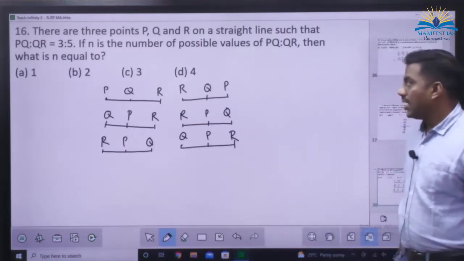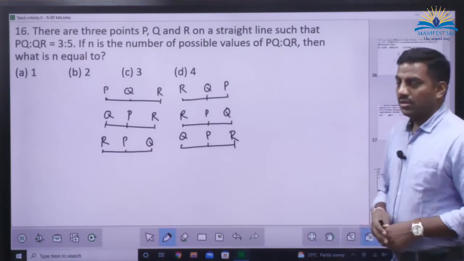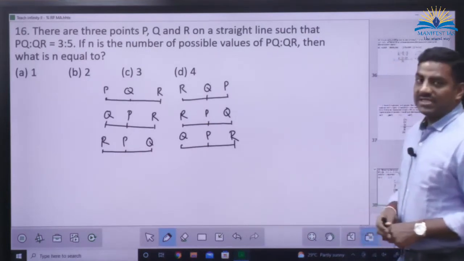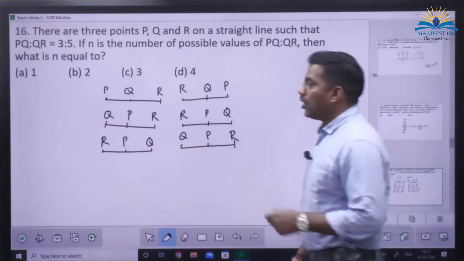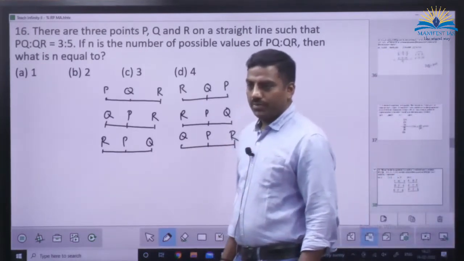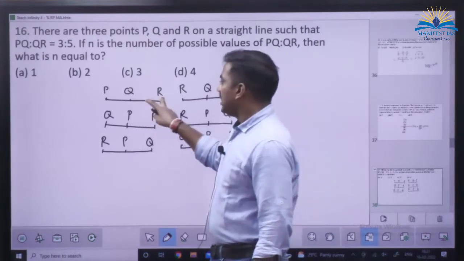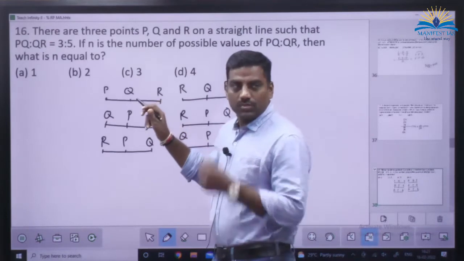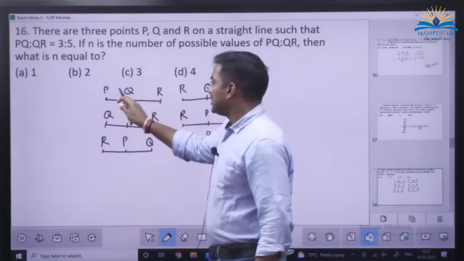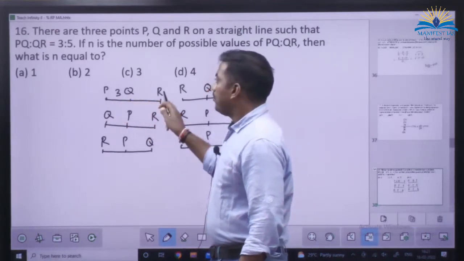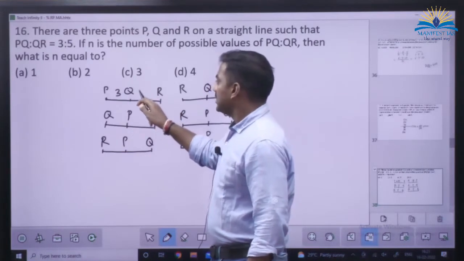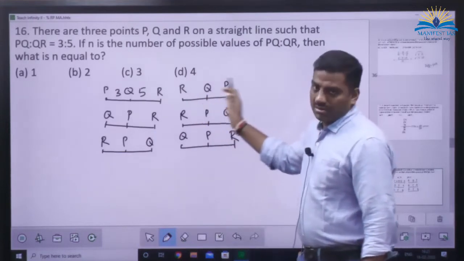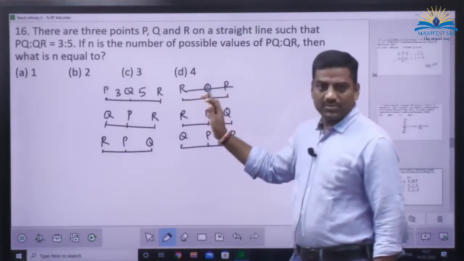Now, check practically such that PQ is to QR is 3 is to 5. Can it be? Yes or no? PQ is 3, QR is 5. This is the same, no? So I'll not take this. These are the same.